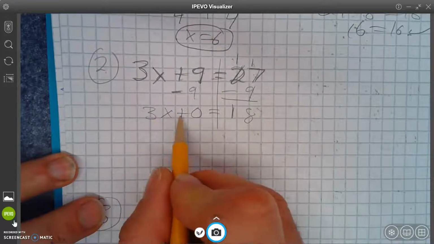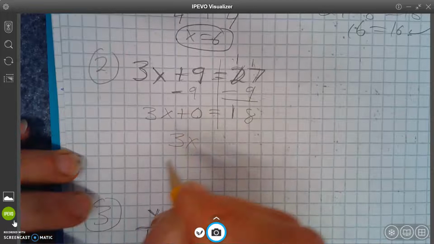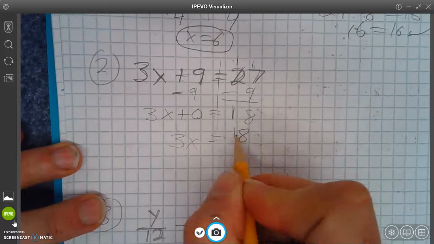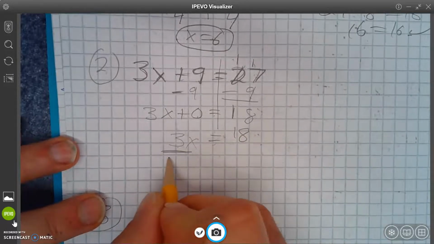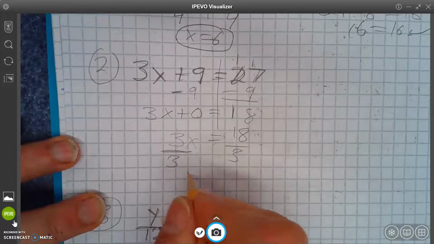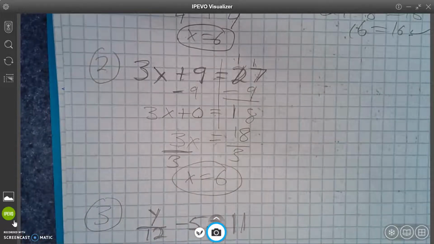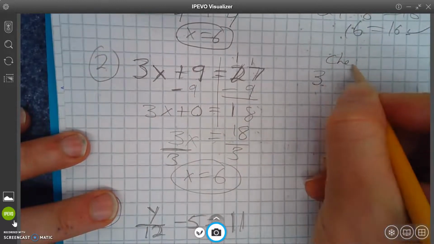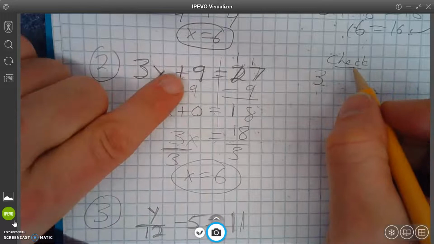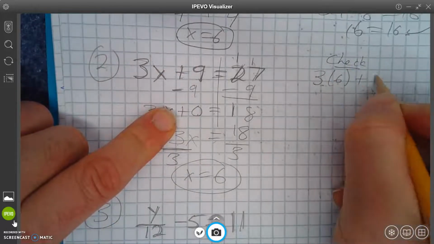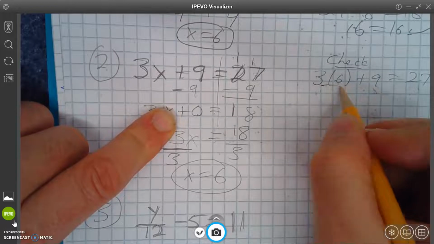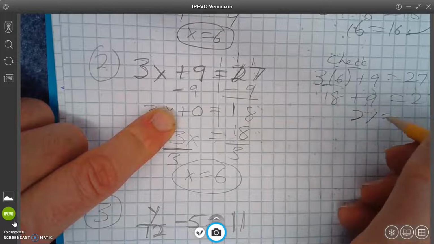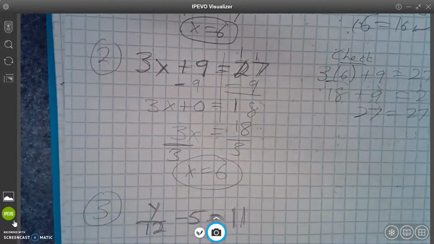So mathematics, 3x plus 0 equals 18. So that's just 3x equals 18. 3 times what is 18? Divide by 3. X equals 6. Ooh, we got 6 again. Nice. Check it. My check: 3 times 6 plus 9 equals 27. Is that true? That's 18 plus 9. 18 plus 9 is, yeah, 27. Got it. 27 equals 27.